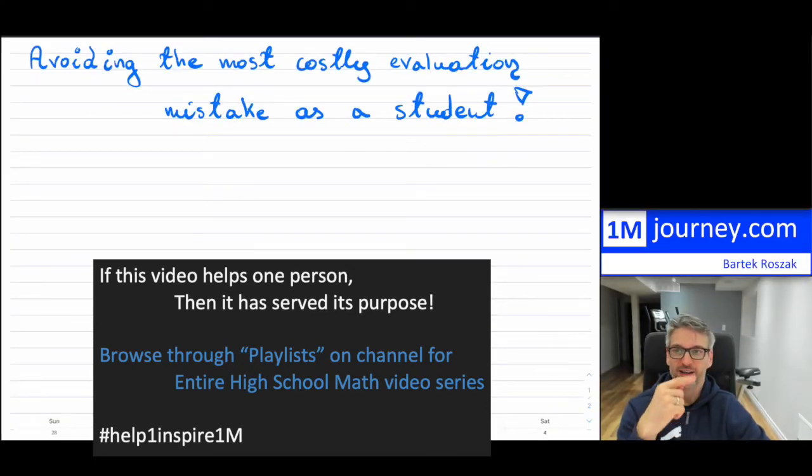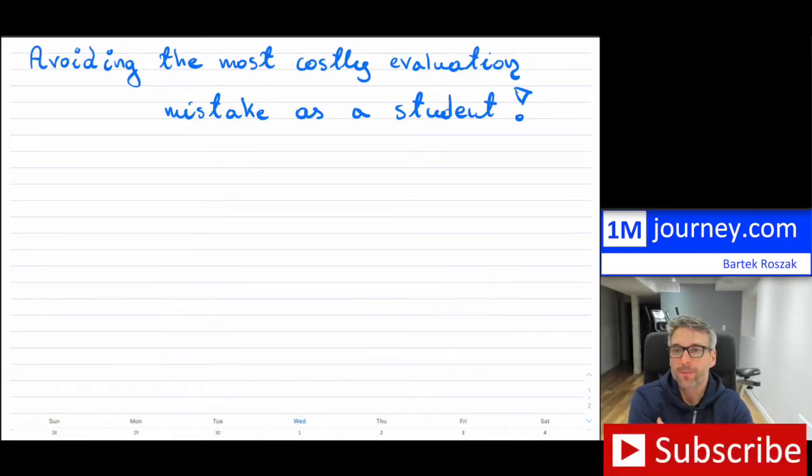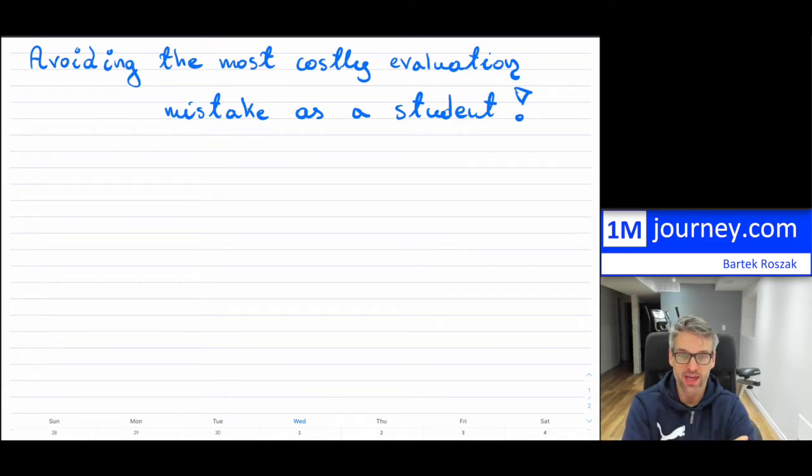Two, one. All right, so avoiding the most costly evaluation mistake as a student. What is the most costly one? Well, just getting a zero completely. And it's for reasons which can and are in your control.